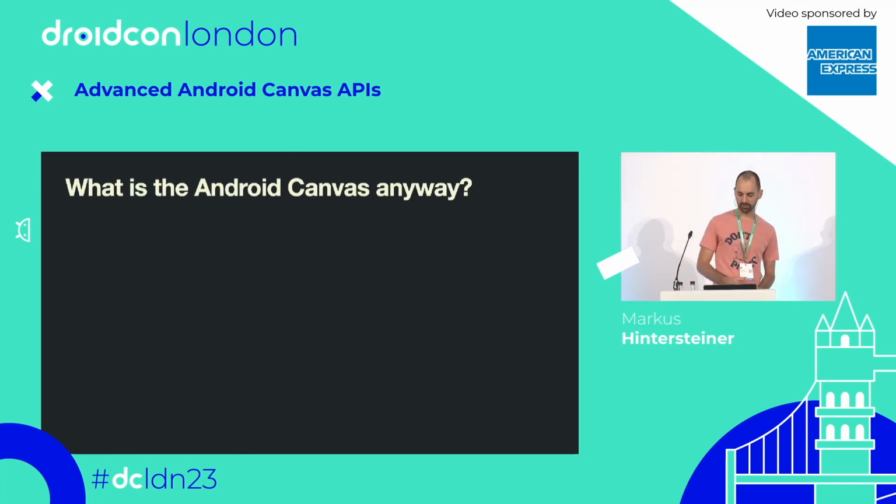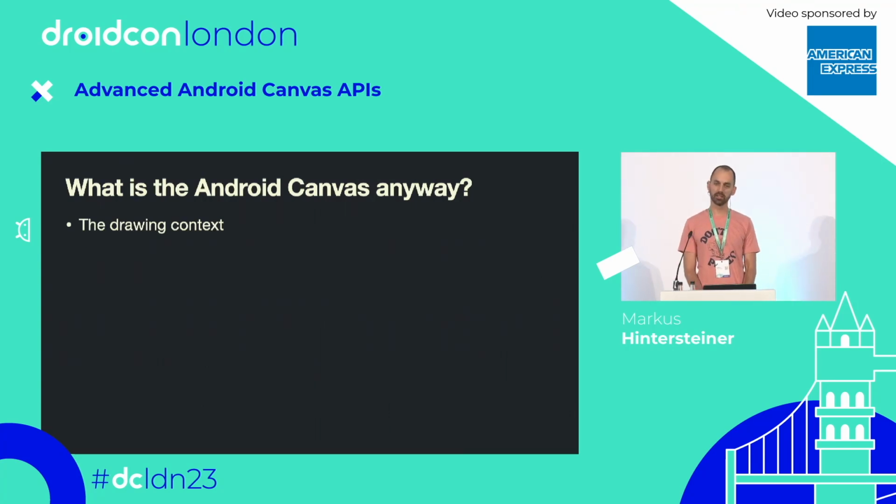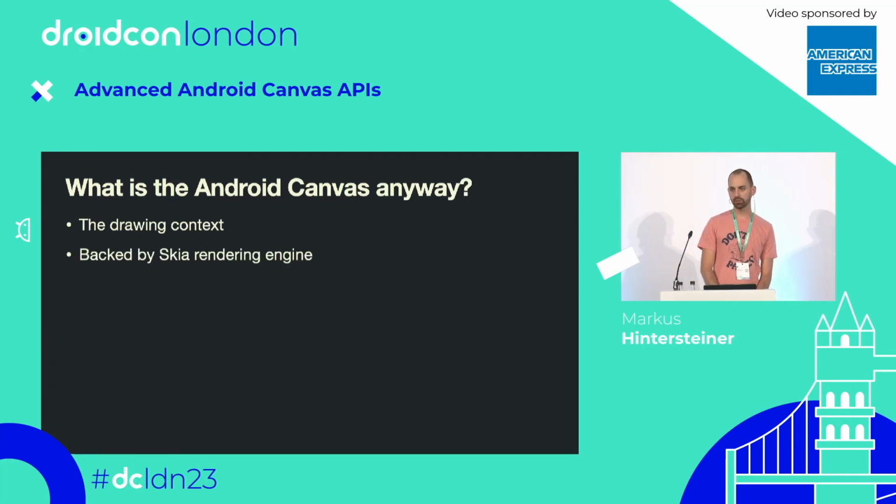I talked about the canvas already a bit. What is it anyway? It can be best described as the drawing context. So it's not just an API for calling .drawLine, but it's also a certain context which is basically the state of your canvas. It's backed by the Skia rendering engine, which is written in C and C++, and also not just used for Android, but also for Chrome or even Flutter, although Flutter is moving to something new these days.